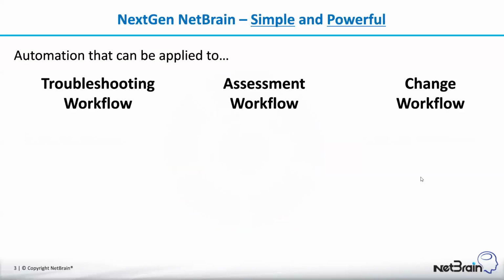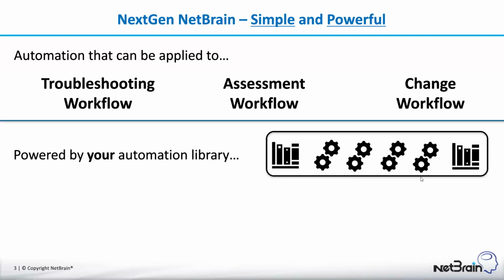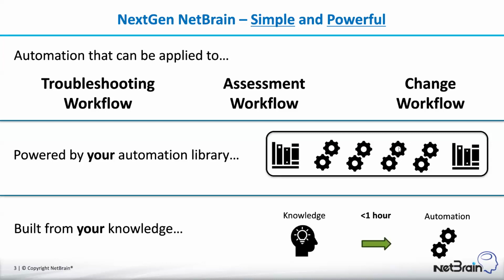Now, how we're able to achieve that is by creating a really great automation library. Being able to troubleshoot our workflow, assess our workflow, and change our workflow, we're able to use this automation library. Our idea is that the best way to create automation that caters to your environment is to enable you to create your own automation and your own automation library. That way it can be very specific and very granular to your current pain points and your use cases. So this is going to be built from your knowledge, and today I'm going to demonstrate how we can do that as well.